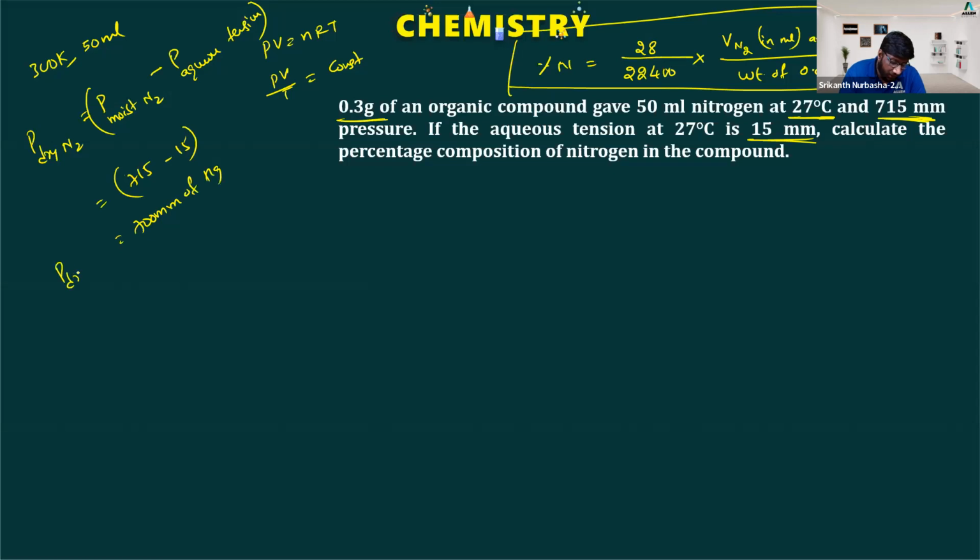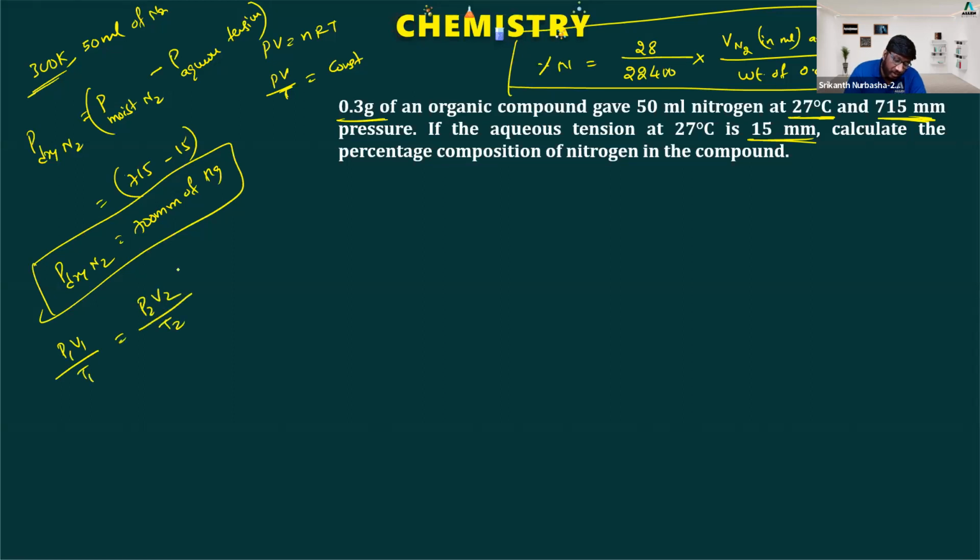This is the pressure due to dry N2 at what condition? At 300 Kelvin, 50 ml of moist N2 evolved, and the pressure of dry N2 is 700 mm of Hg. Apply the next condition: P1 V1 by T1 is equal to P2 V2 by T2. The second condition is STP.